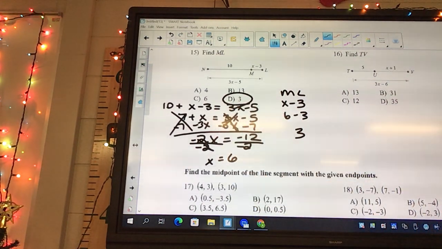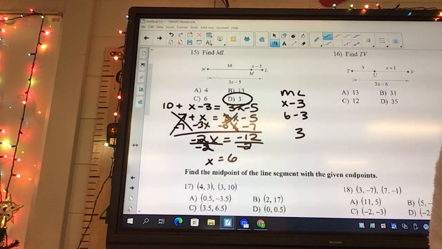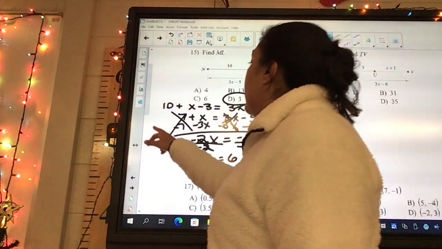Okay, so make sure that you read the directions. I even asked you guys beforehand, what were we finding? How do I catch that?